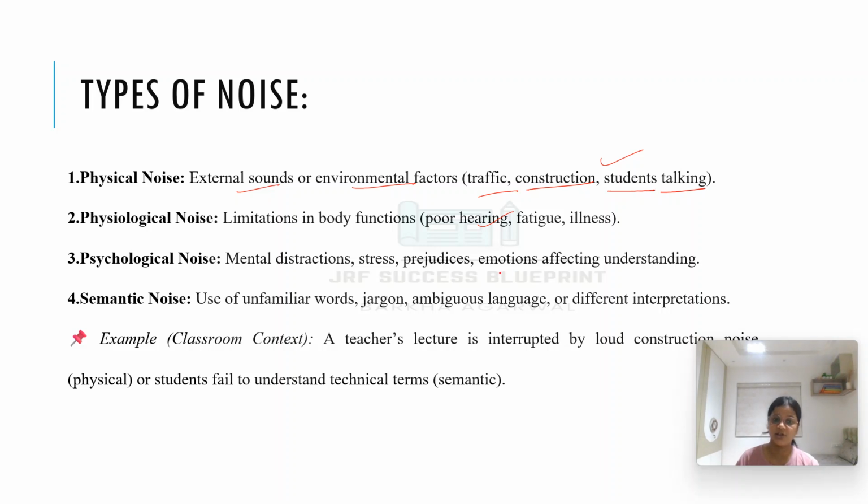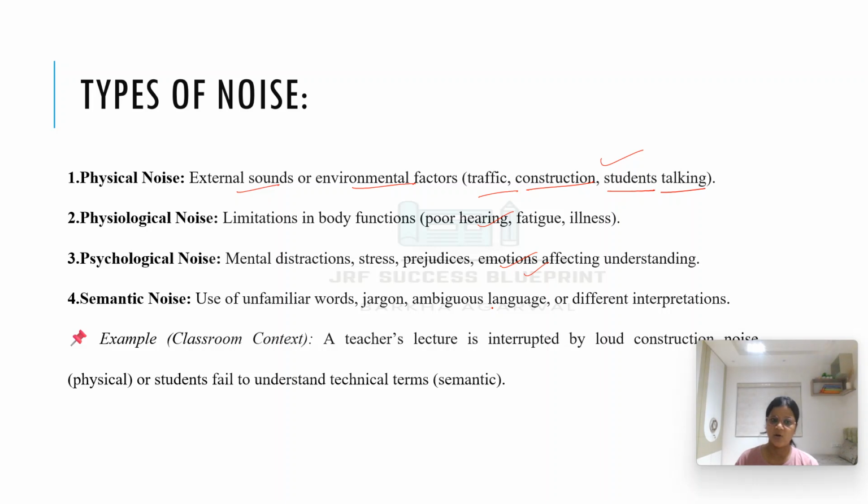Coming to psychological noise, it means any disturbance in your emotions, mental distraction, stress, or prejudice affecting understanding. You're talking to one of your friends and he or she is very happy and communicating something to you, but internally you are feeling very emotional about some other matter. That is a psychological noise.